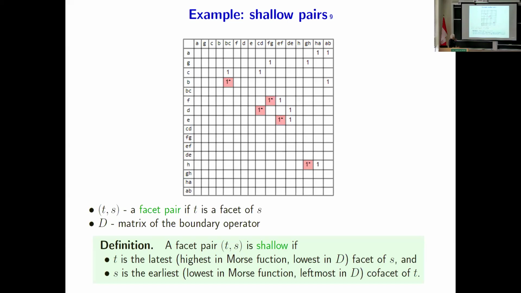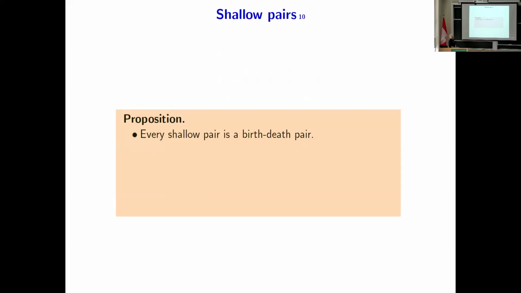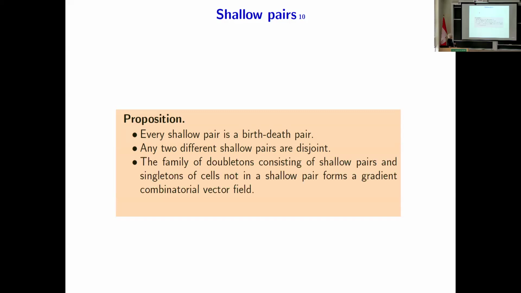Okay, so this concept of shallow pair actually has nice features. First of all, every shallow pair is a birth pair in the sense of Edelsbrunner persistent homology. Then any 2 different shallow pairs are disjoint. So a shallow pair cannot have a common vertex or common edge with another shallow pair. And the family of doubletons consisting of shallow pairs and singletons consisting of cells not in a shallow pair forms a gradient combinatorial vector field in the sense of Forman.